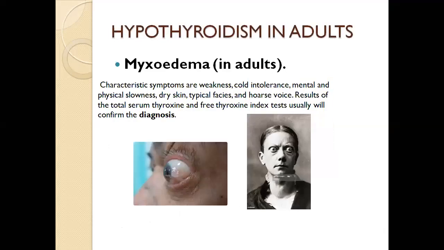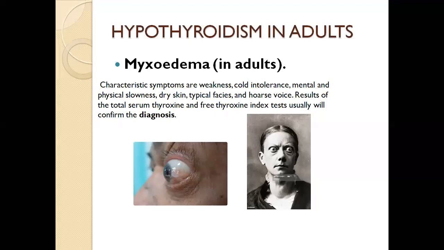Now let's talk about hypothyroidism in adult. That means after the age 18, 20, what happens? Hypothyroidism in adult. The characteristic symptoms are weakness, cold intolerance, as usual. That means we said the basic metabolic rate is going to be maintained. Mental and physical slowness, the person is a little bit slow. Dry skin, typical faces, and hoarse voice. Results of the total serum thyroxine and free thyroxine index tests usually confirm the diagnosis here. So that is some of the medical language it seems to be.